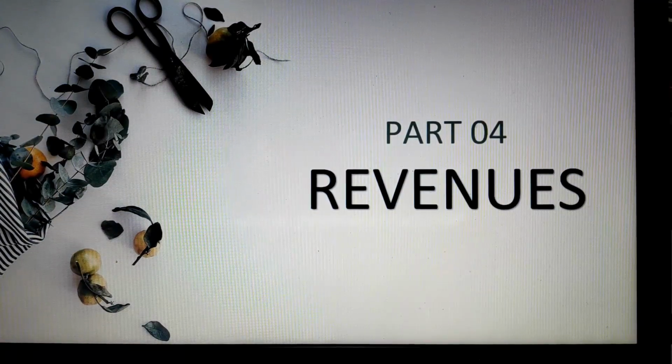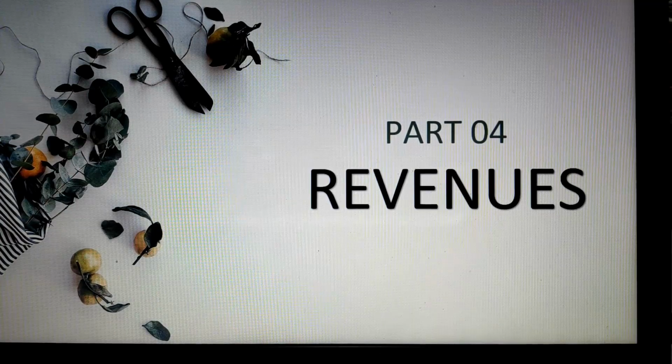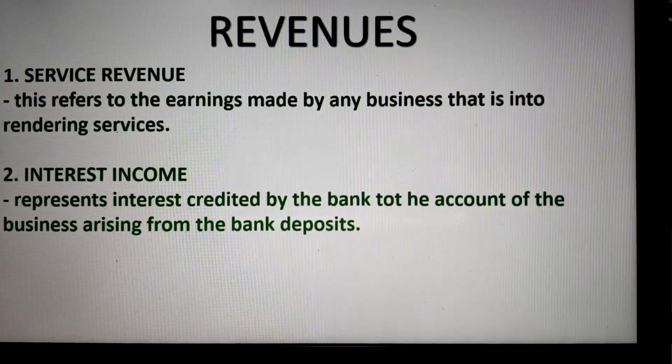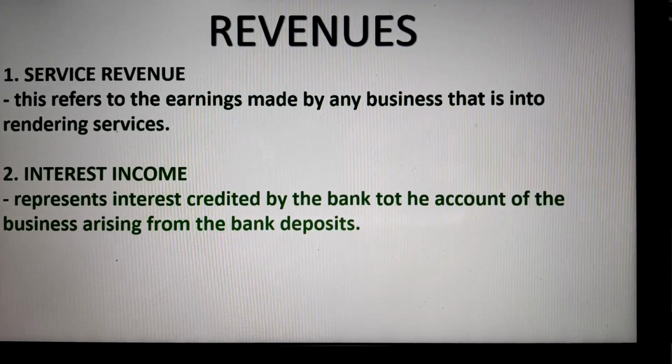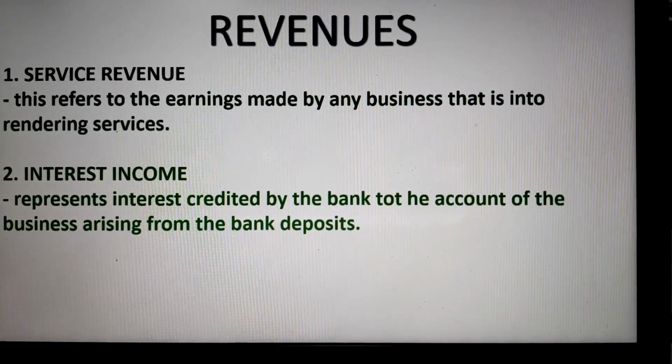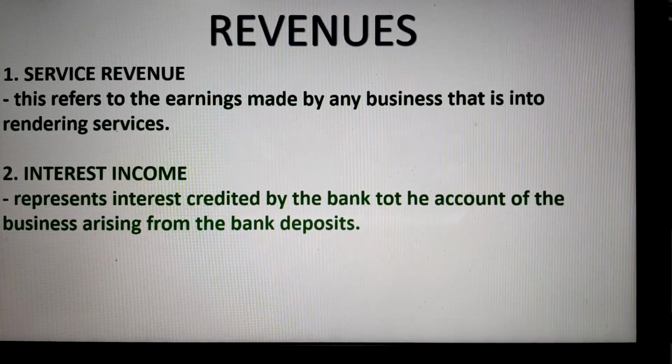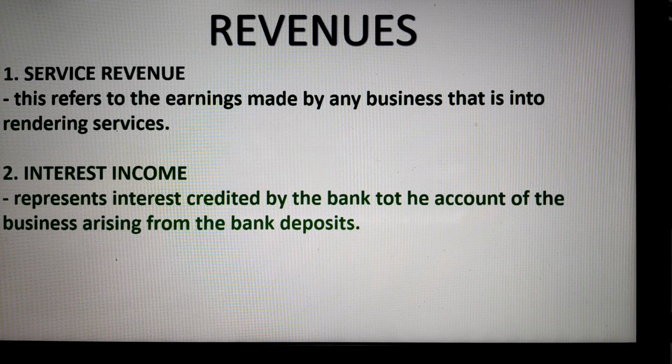So, let us proceed to revenues. So, there are many types of revenues. It is always according to what type of services is being provided by the company. So, first revenue is service revenue. This refers to the earnings made by any business that is into rendering service. So, for example, a laundry business. The account title he can use when he records the services he had rendered in the laundry shop is service revenue.